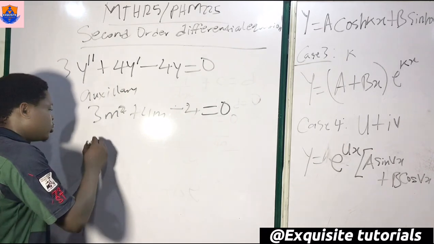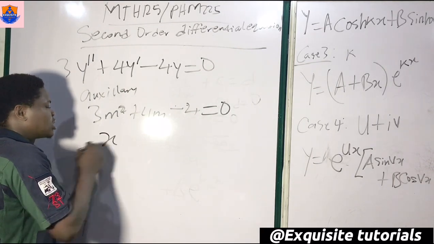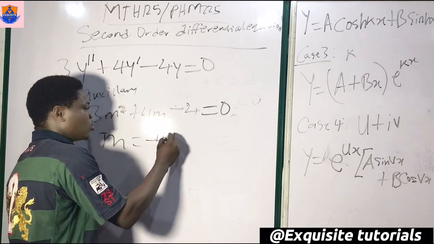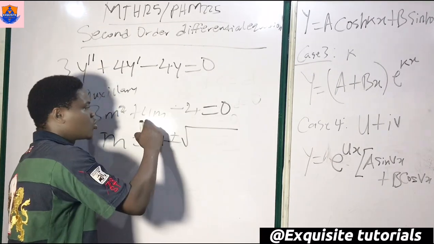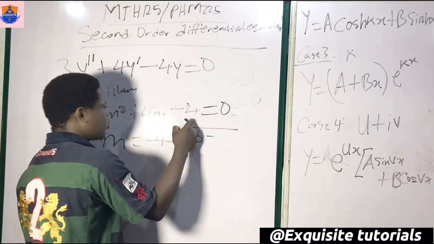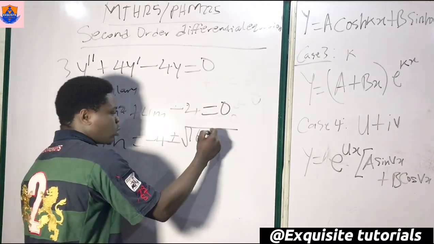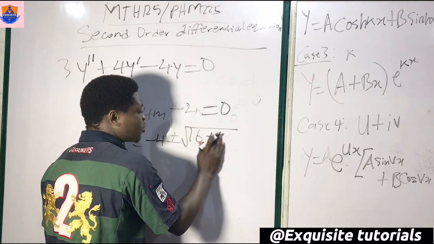Now how do we solve? Remember our quadratic formula. So our m becomes minus b, that's minus 4, plus or minus square root of b squared, that's 16, minus 4 times a, that's 3, times c, that's minus 4, so that's 16 plus 48.